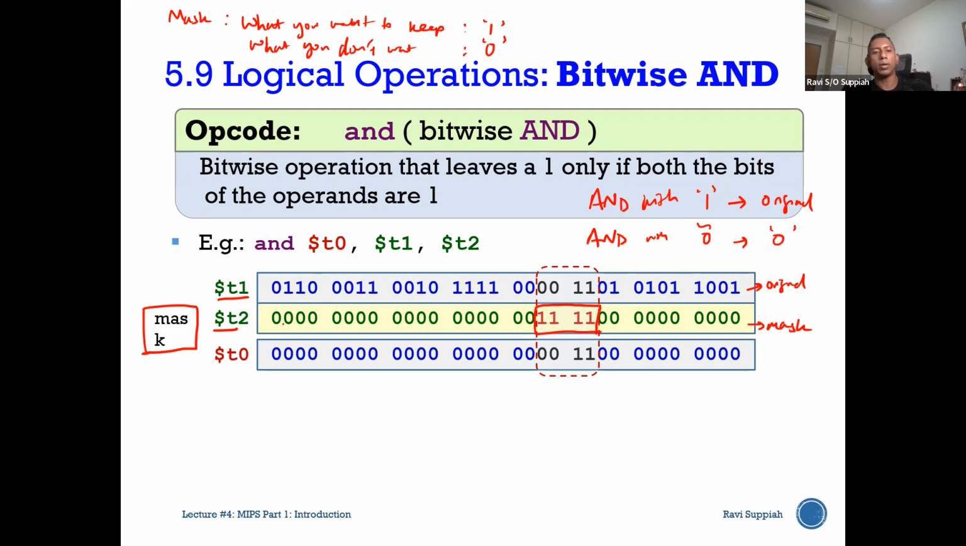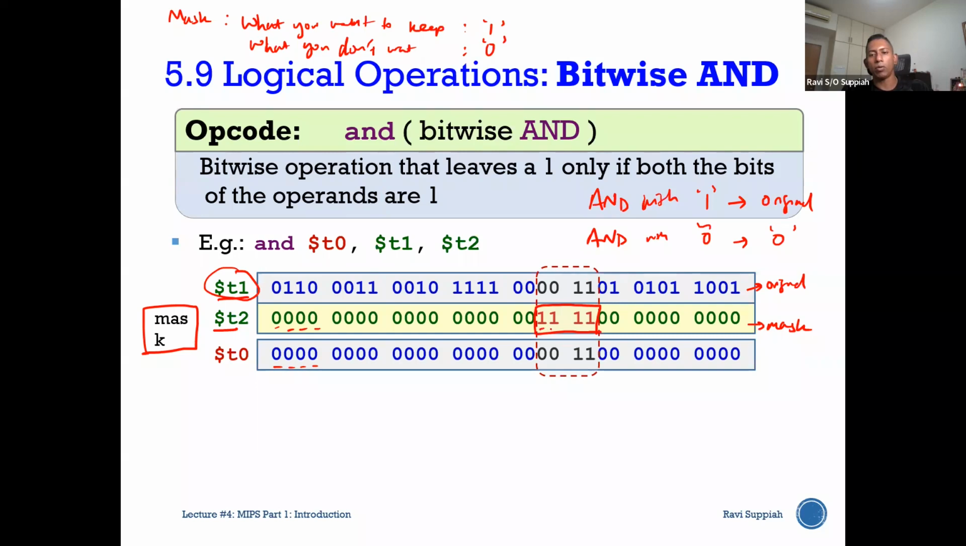So what happens when I do an AND with the 0? It doesn't matter whether the original T1 value is 1 or 0, because the moment I do an AND with the 0, the answer will always be 0. That is why we say what you don't want, you AND with the 0. Now when I AND with a 1, what happens? I perform the AND operation, and the result is based on the actual data.